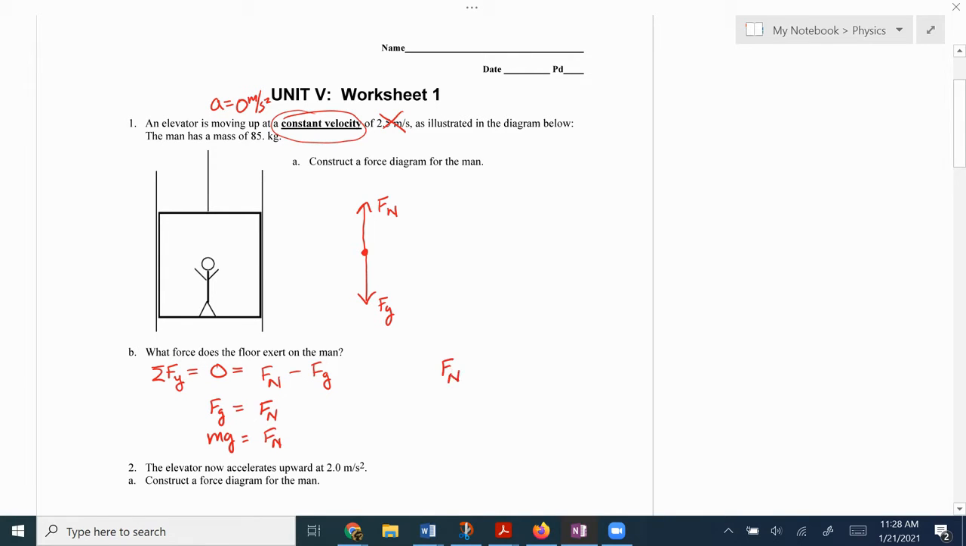So the normal force is m, which is 85, times g, which is 9.8. 85 times 9.8 is 833 newtons.